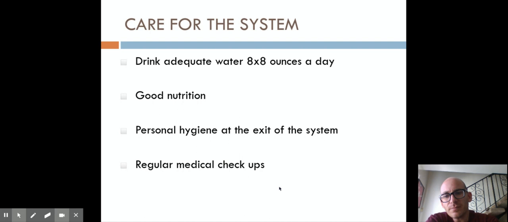Now, UTIs or urinary tract infections are more common in females than males, and it has to do with the anatomy, right? If you think about a female, the exit of the pee, the urethra, is much closer to the exit of fecal matter from the digestive tract. So sometimes you can get cross-contamination from one to the other.